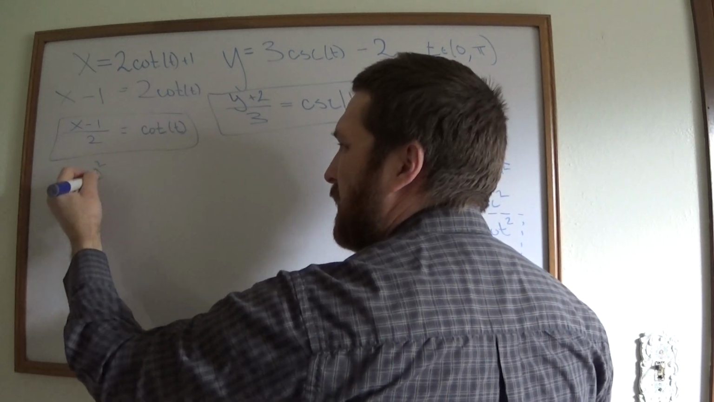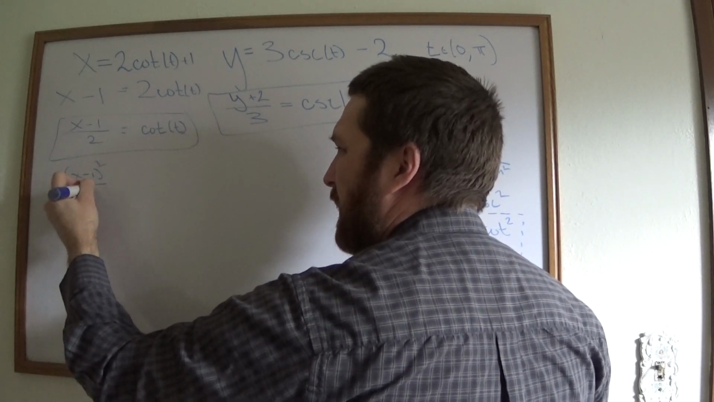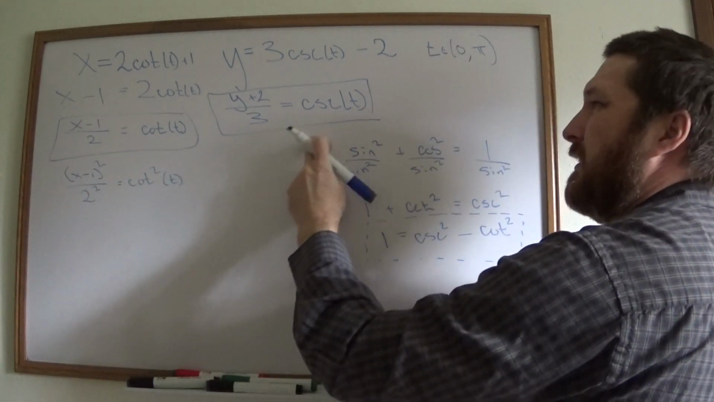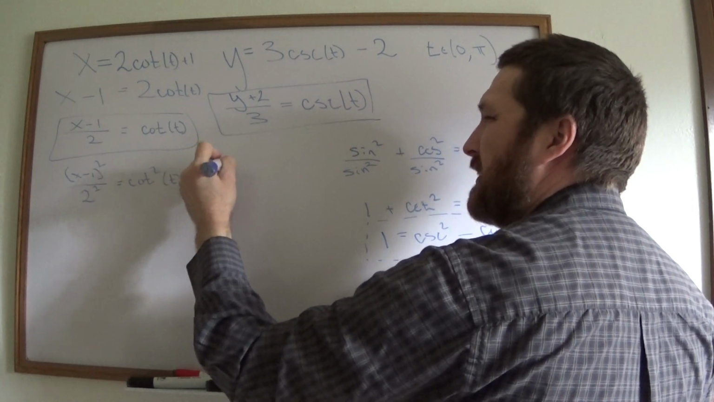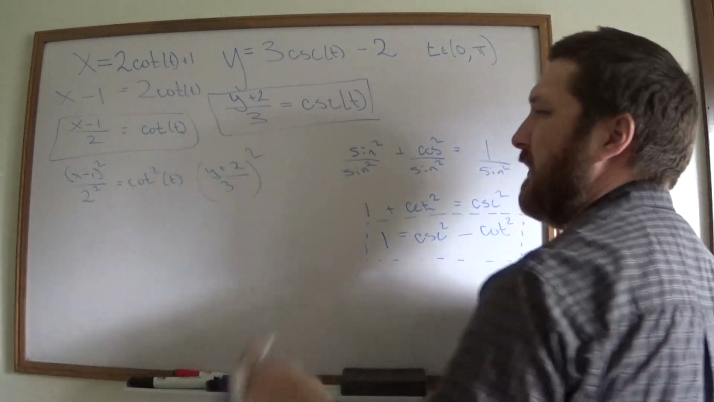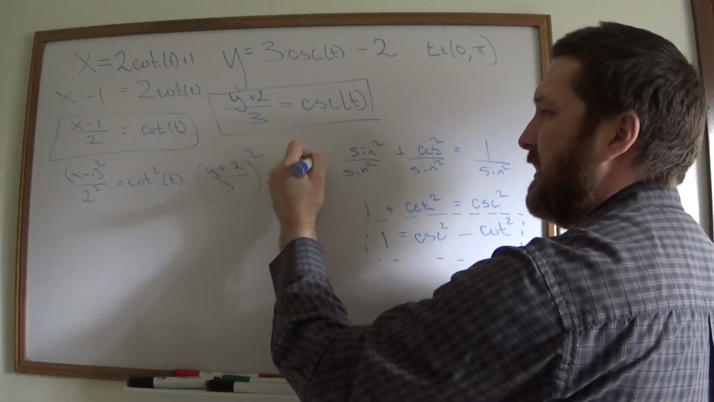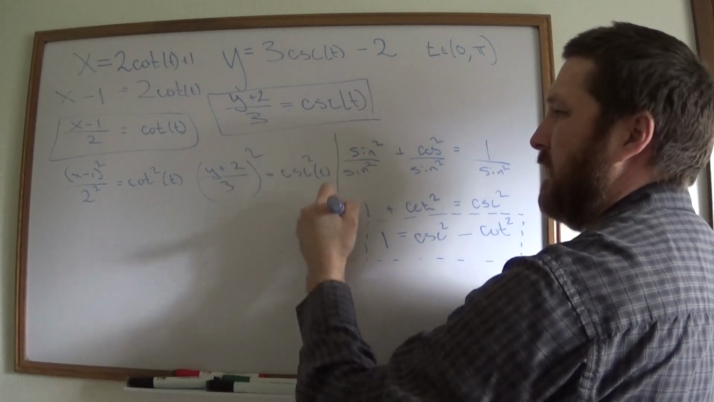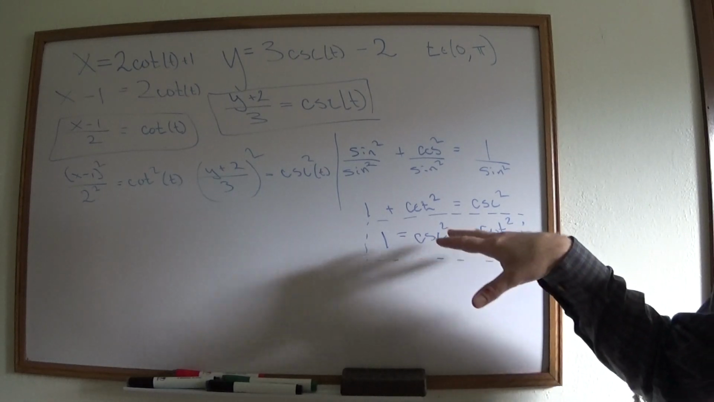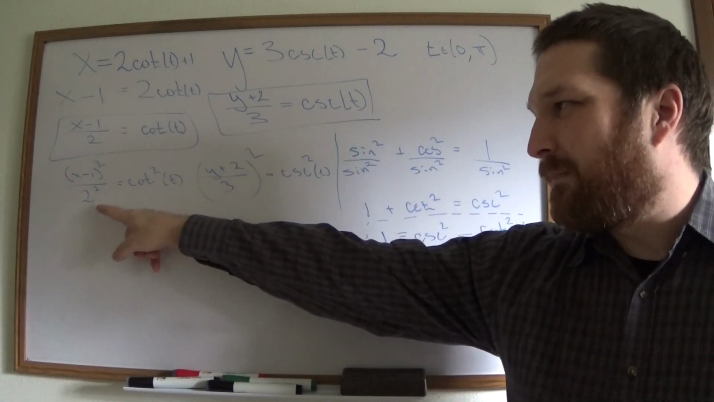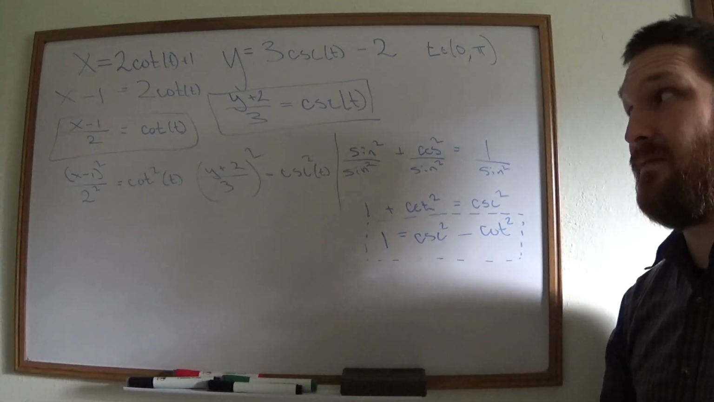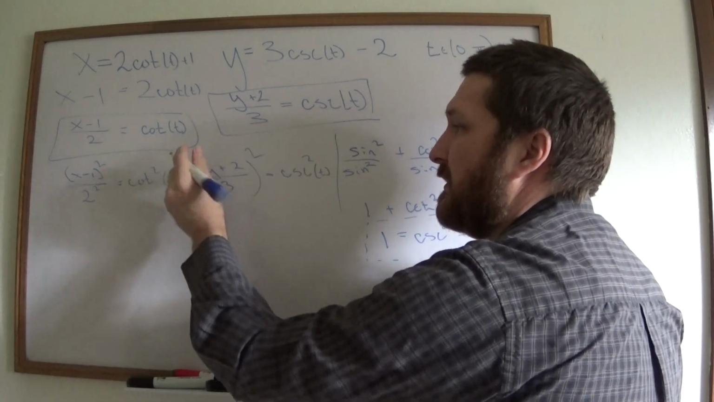(x minus 1) quantity squared over, I'm just going to write it as 2 squared, is cotangent squared of t. The reason I'm doing it this way, I could, if I wanted to, just do this. And that's true. It's just that from last year, if you remember, we usually wrote them like this because it helped us identify. And if you were going to go on and graph this, having it like this would make your life a lot easier. But it's not necessary. It's just one of those things.